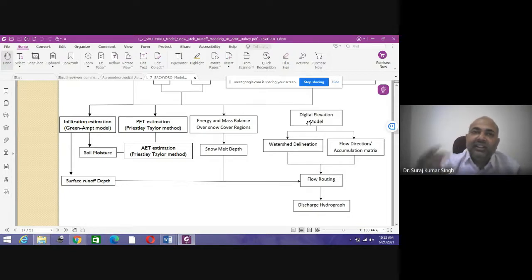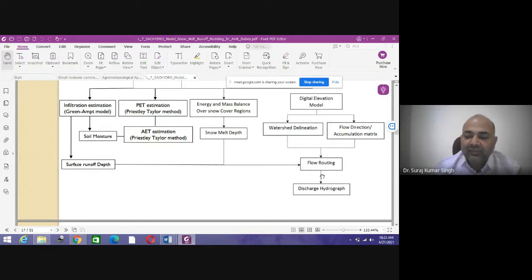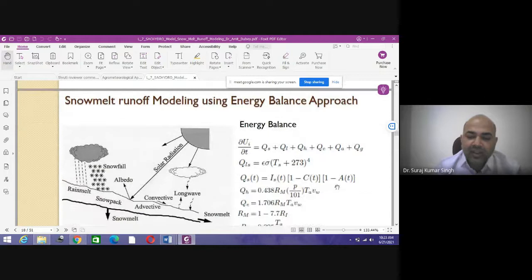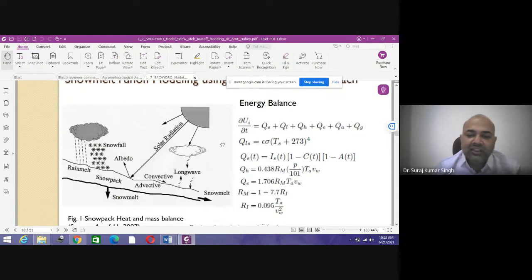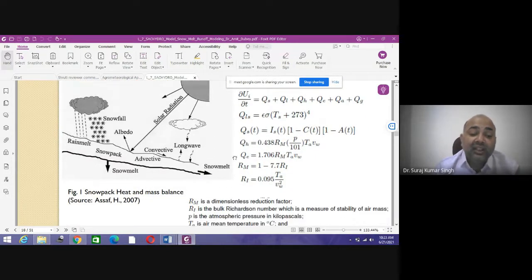We'll be delineating that watershed area and performing various drainage morphometric analyses. Thereafter, we'll do the flow routing, and finally we'll create a discharge hydrograph. So this is the actual energy balance that has to be calculated using the snowpack heat and mass balance.